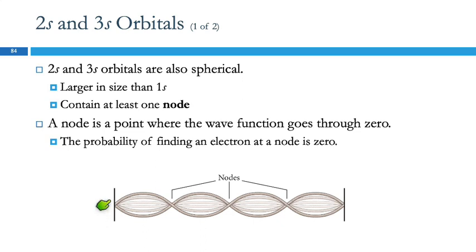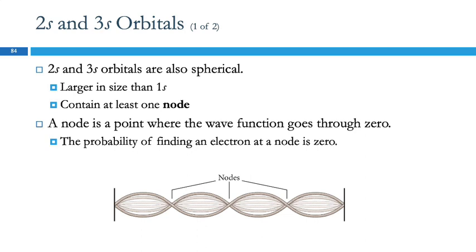So this is a string. And if you have a string fixed at 2 places and you vibrate it up and down, you can get a standing wave set up. And so the node is right here. And so at the node, the distance, it's hard to describe. Well, this is where there would be no probability of finding an electron. And the probability would increase as we go over here.